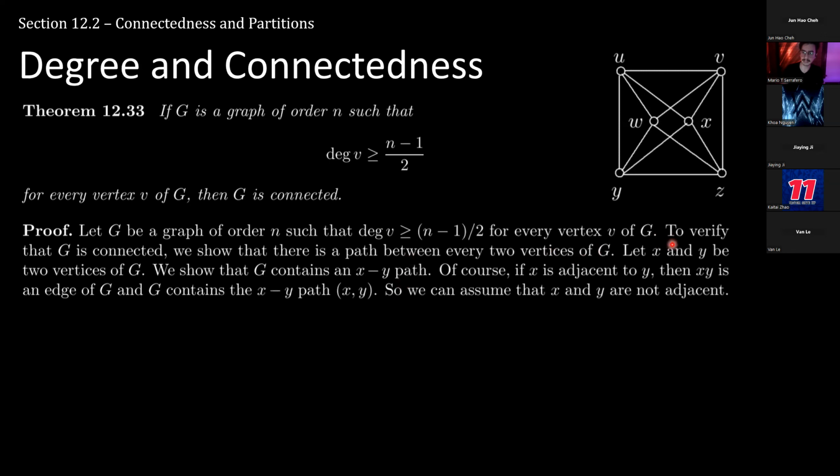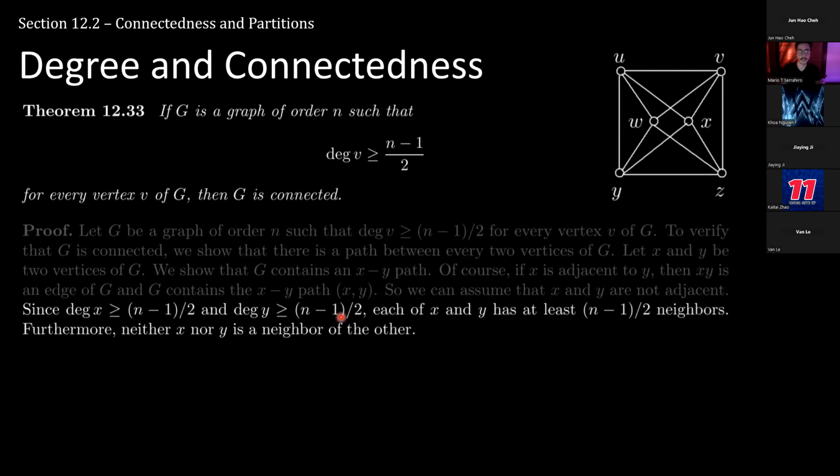Of course, if x is adjacent to y, then xy is an edge of G, and thus G contains the xy path xy. So if they're adjacent, then we're done, right? So let's look at what happens if they're not adjacent. Let's assume that they're not adjacent.